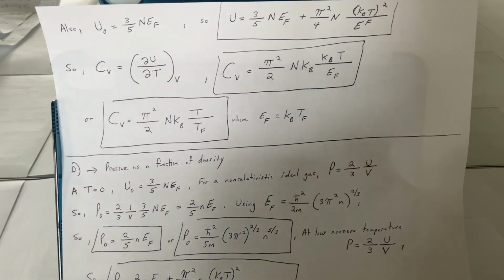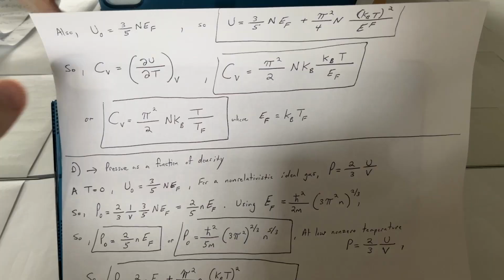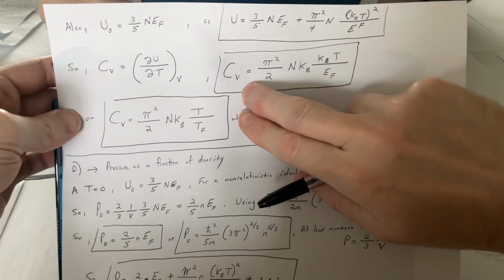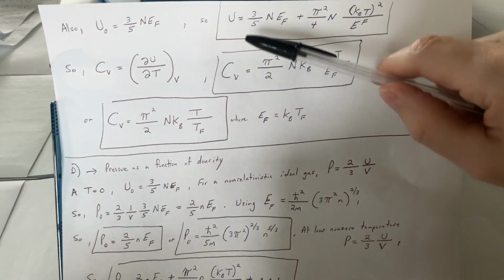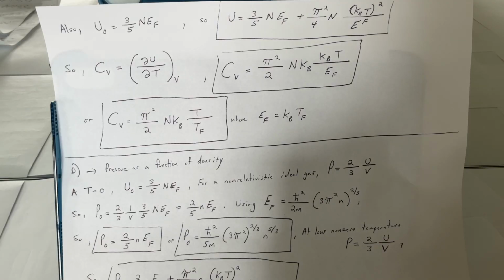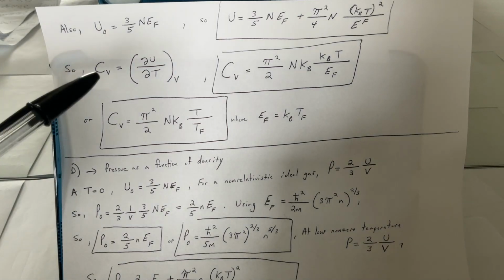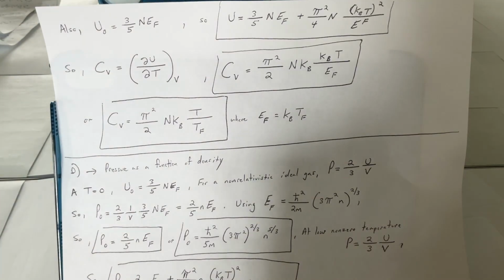So also from here, u naught equals (3/5) N E sub F. So we have the following: u equals (3/5) N E sub F plus (pi squared over 4) N times (k sub B T) quantity squared over E sub F. And since that's C sub V, that equals the partial derivative of u with respect to T at V.